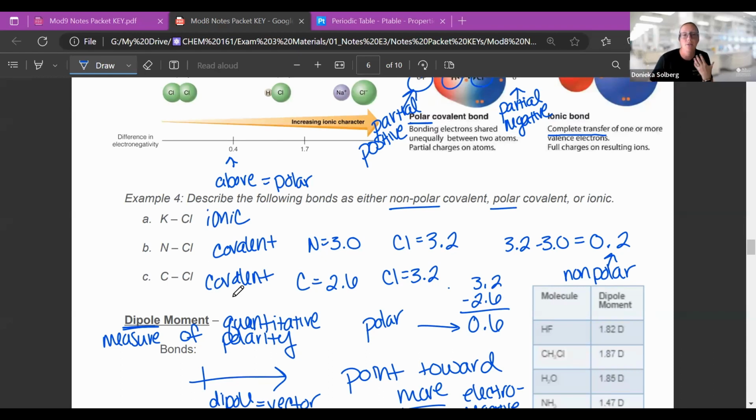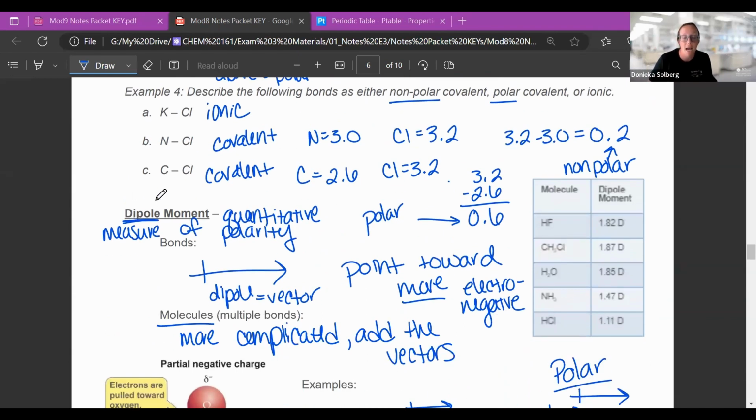Now, we can actually measure this difference in electronegativity. That's called a dipole moment. It is a quantitative measure of polarity. So like, how polar is it? How different are they? Kind of similar to us comparing those electronegativities. So we call that a dipole moment. It means it has two poles, right? A little bit positive side and a little bit negative side. So that's why it's called a dipole moment.